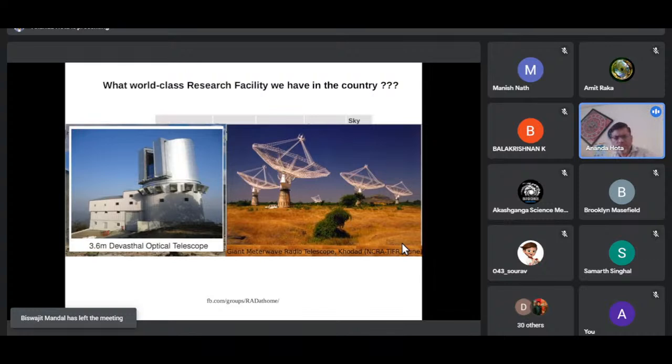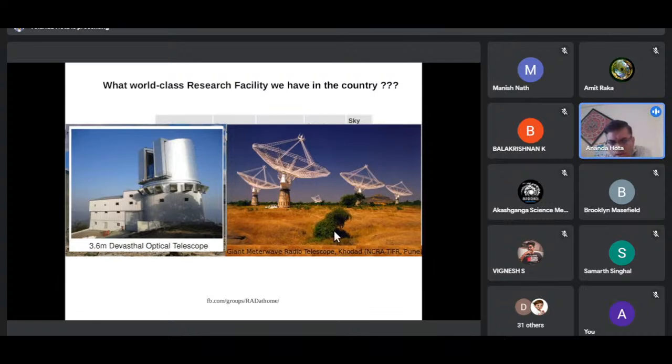So what are the big research facilities we have then? This 1-inch, 4-inch, 10-inch telescope cannot give you much breakthrough result. So these are our research facilities actually in India in astronomy. What is that? You all know this diameter radio telescope. This is the 3.6 meter Devasthal optical telescope near Nainital.